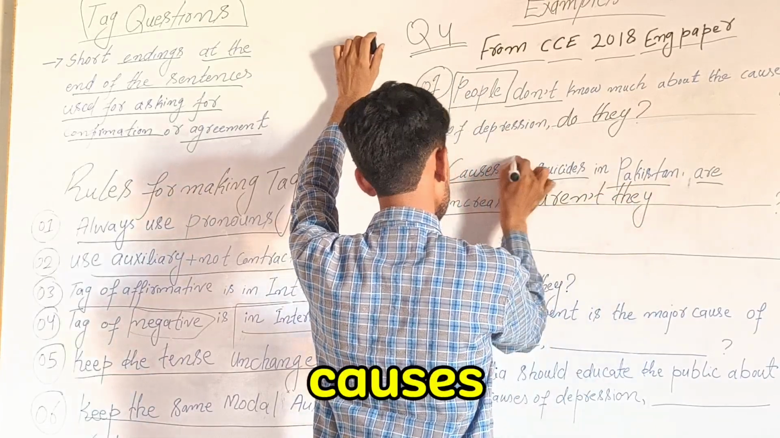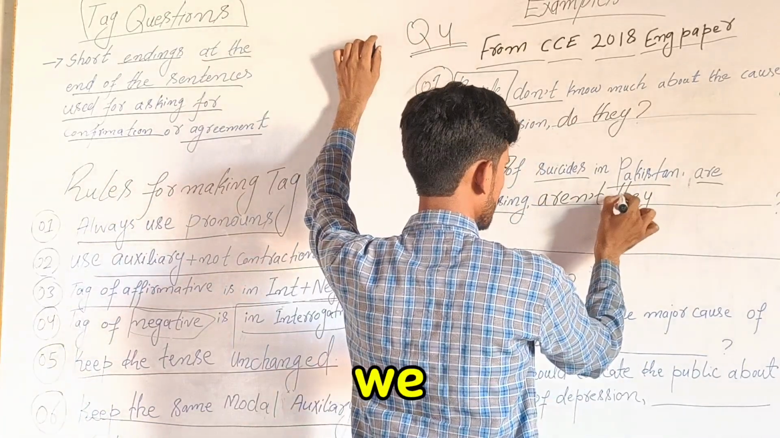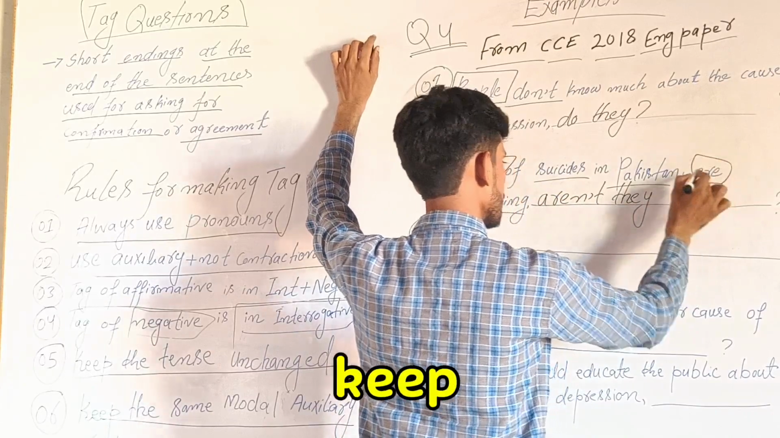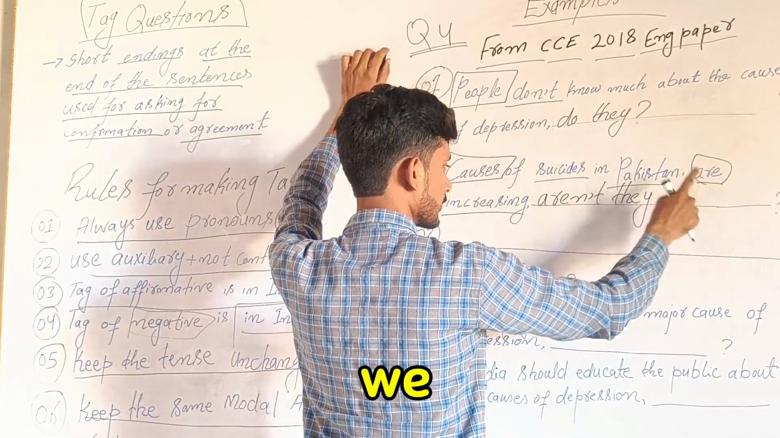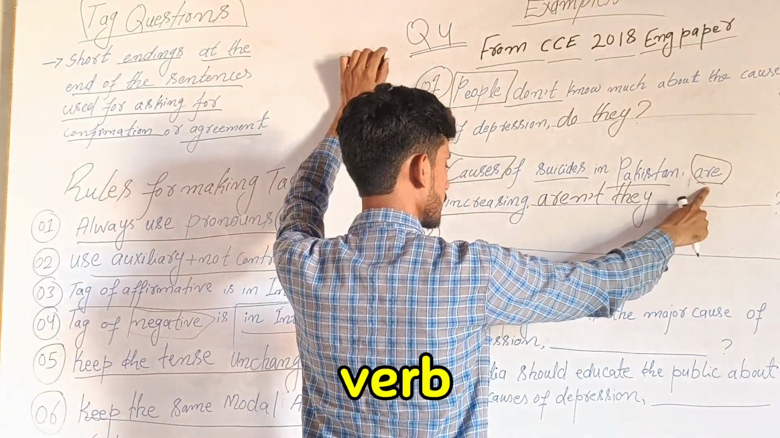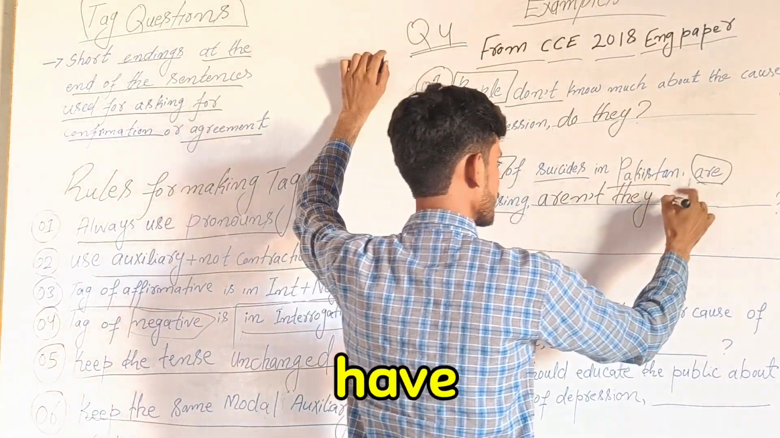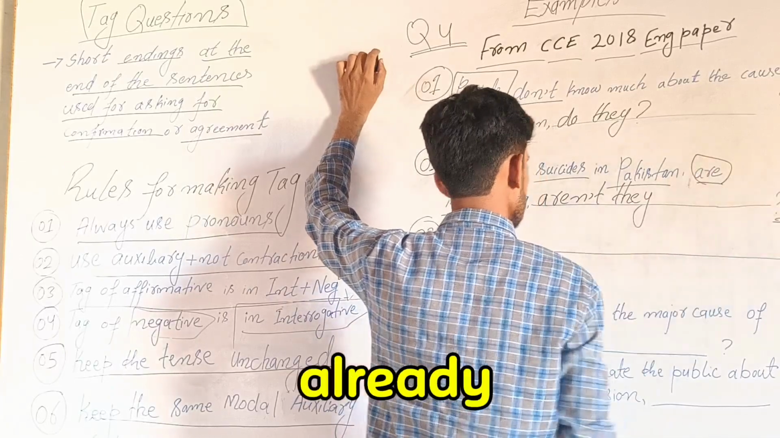We have causes. For causes we have used they, and the tense is continuous, so we have to keep the same verb here, aren't they. We have formed the contraction of verb plus not, which becomes aren't. Aren't they. We have to give the question mark, which is already given here.